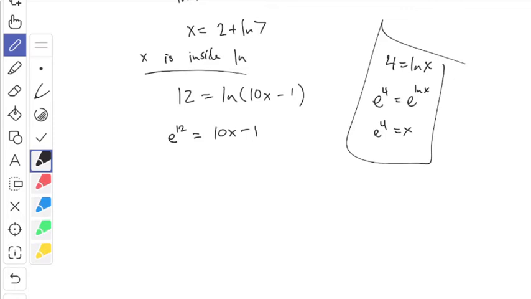Yeah. All right. Anyway, can we just finish this one here? Solve for x would be, now you can easily solve for the x, right? Put the 1 over there, e to the 12 plus 1 equals 10x, and then divide by 10.